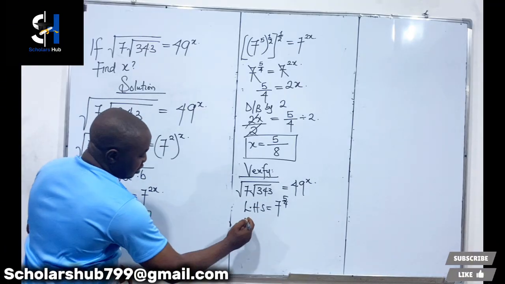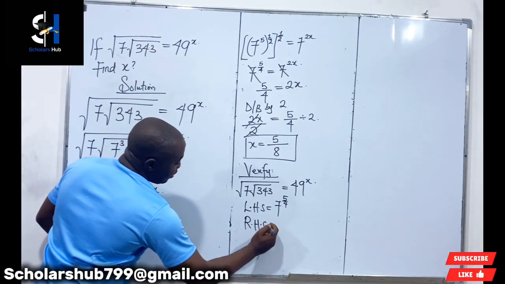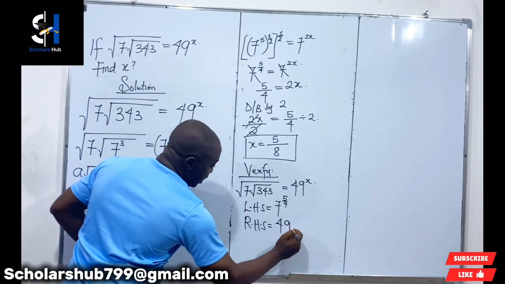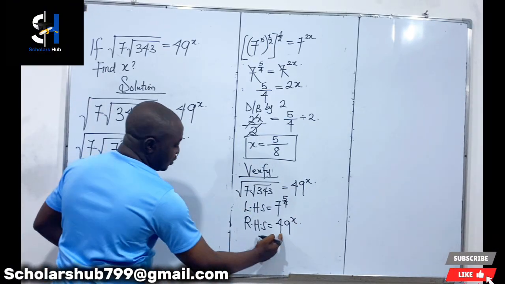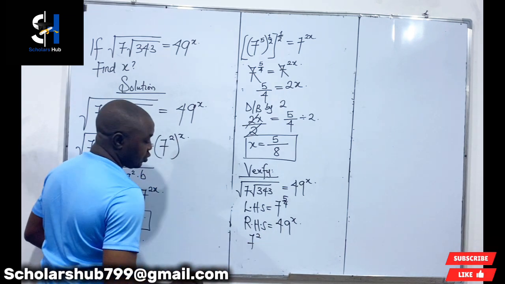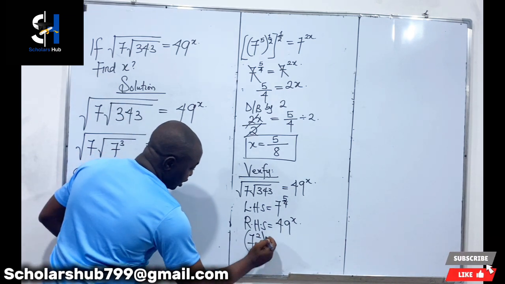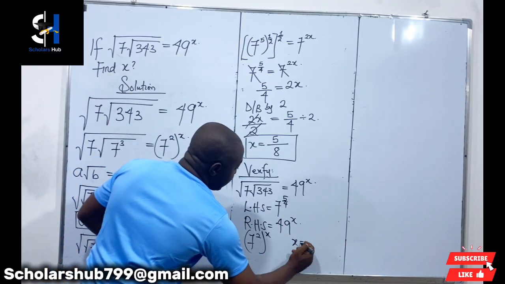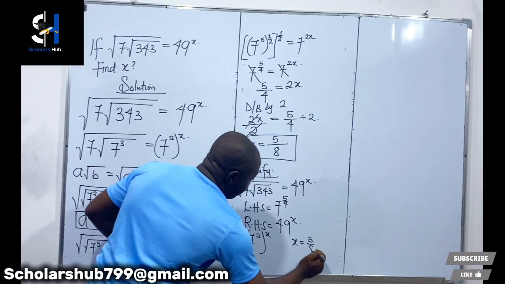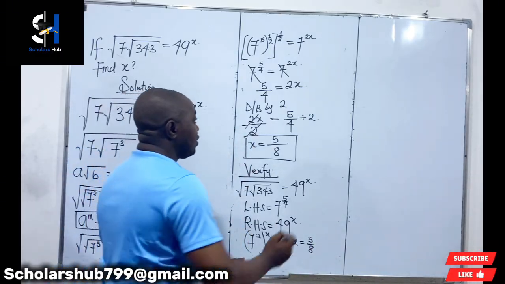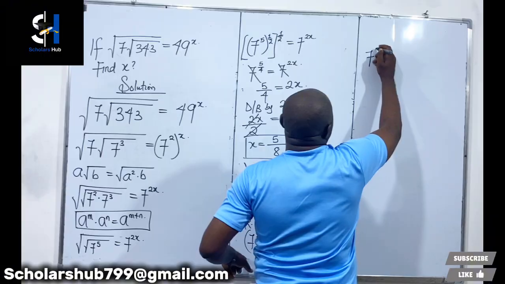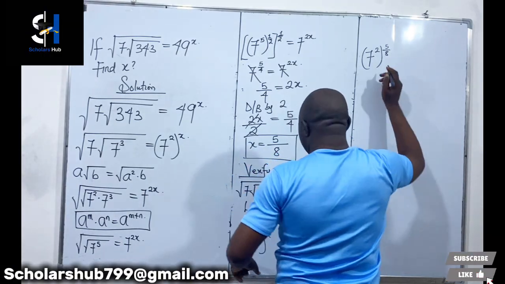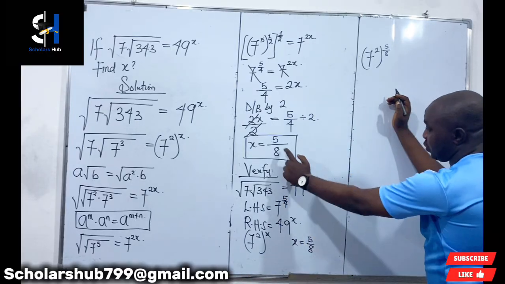Now let's check if the right hand side will give us 7 raised to the power of 5 over 4. So this is 49 raised to the power of x. 49 is 7 raised to the power of 2, then raised to the power of x. Now we know that the value of x is 5 over 8. So we can write 7 raised to the power of 2, then raised to the 5 over 8, which is the value of x.